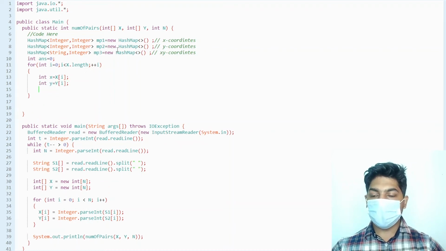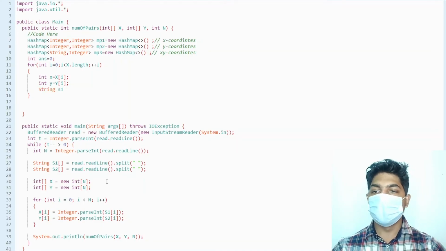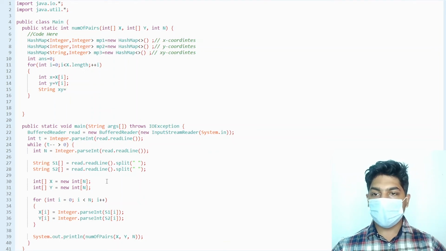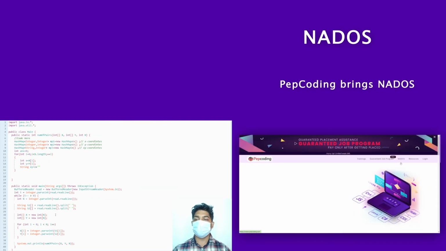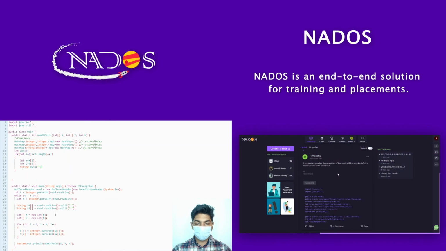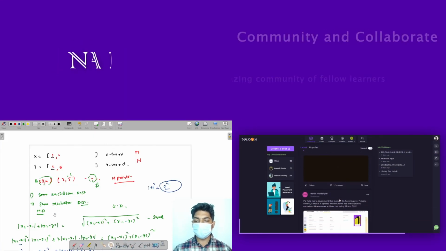Okay, now let's make the string which we were intended to make. So our string was what, let's name it xy string only. Let's name it as xy. So xy will be nothing but x coordinate plus, we can write hash or anything, but I am adding nothing but an empty space. So x plus y. Cool. So this is our string. So we got our string also.